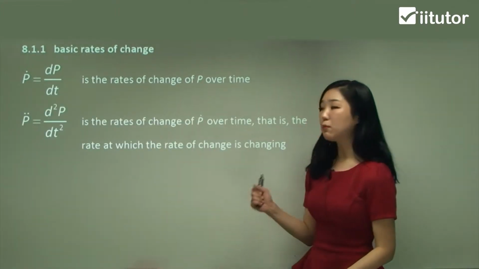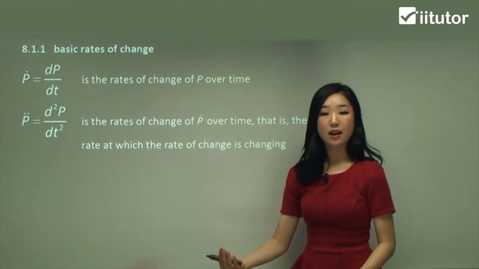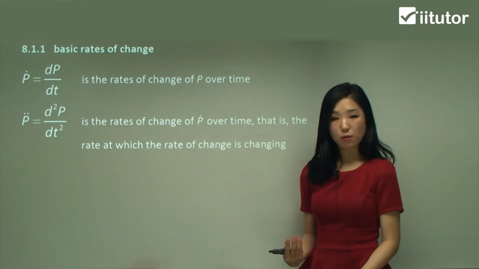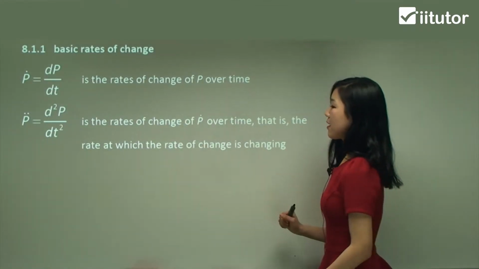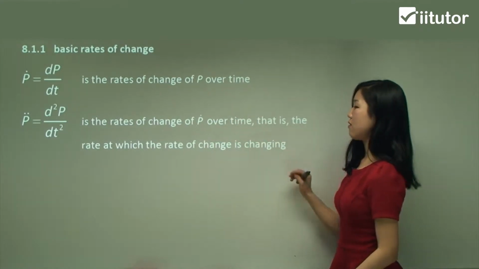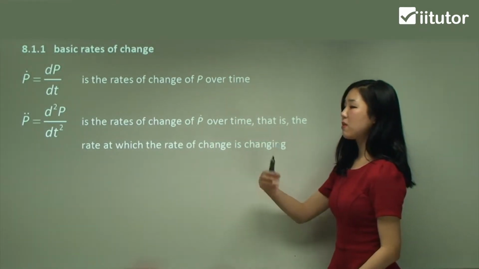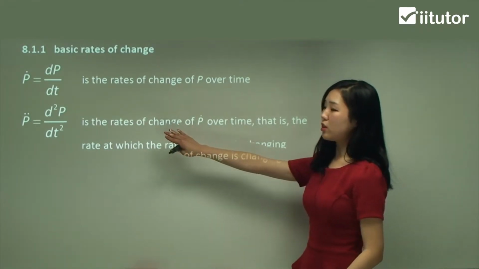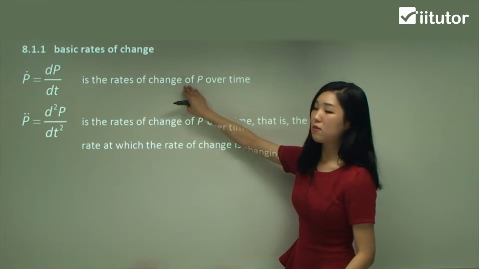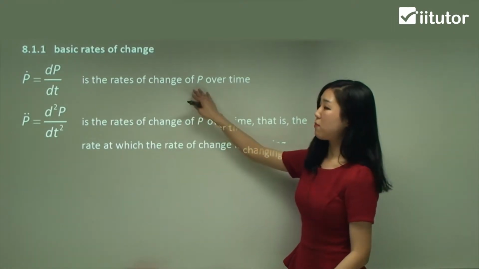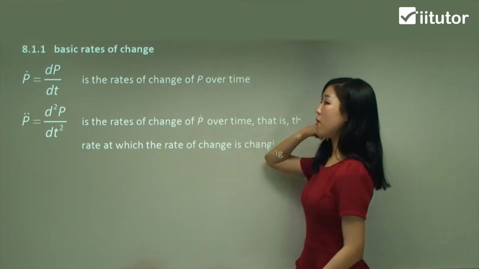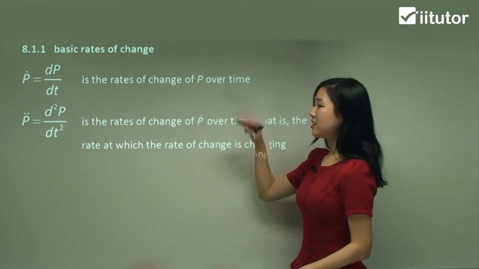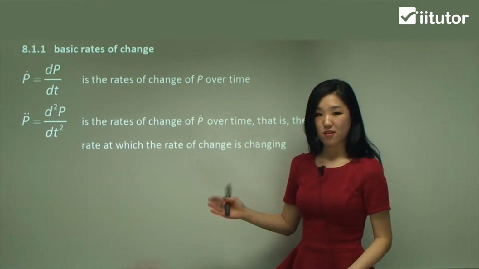Now, when you see P double dot, it means differentiate again, so double differentiate P, just like you see over there, and again in terms of t, which represents time. So this is the rate of change of P dot over time. That is, it's going to be the rate at which the rate of change is changing. So this double dot tells us the rate of change at which the P dot is changing, whereas the P dot tells us the rate of change of P related to time. Okay, so just remember these two, and that's all you need for this first part.